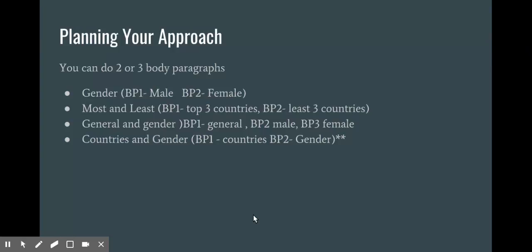An easy way to approach anything is to start with something general, your first body paragraph being general, and your second body paragraph being more specific, depending on what the information is. That's something that you can always do no matter what they give you.